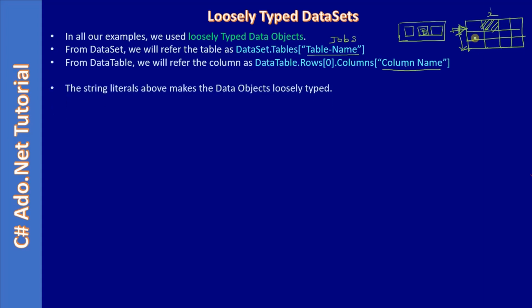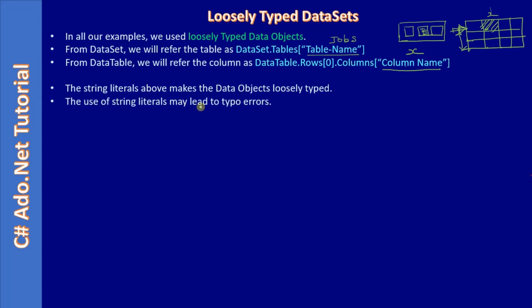The string literals above make the data objects loosely typed. So these are all the string literals, right? Dataset, tables of jobs, that's one string literal. Rows of column name X, that's one string literal. So these string literals will make these loosely typed data objects, right? Loosely typed data table, loosely typed data column.